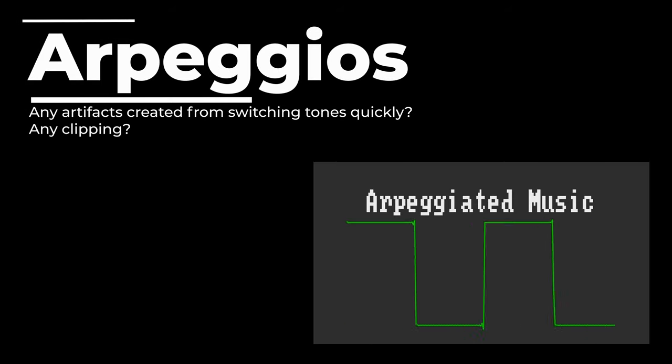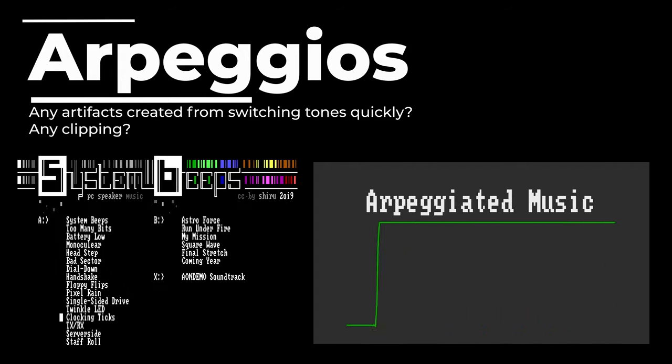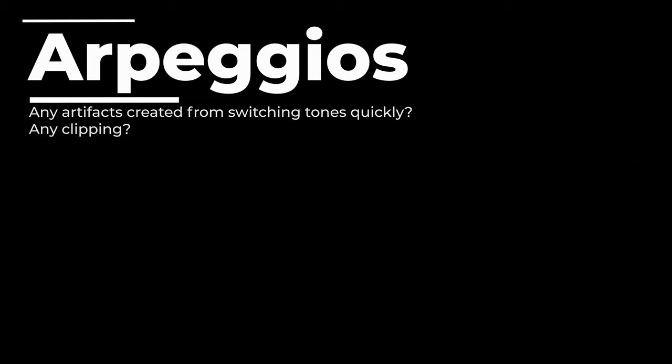Arpeggiated music. Polyphonic music was commonly simulated by switching between the notes of a chord very quickly, from 60 to 120 times per second. This technique is pushed to the limit in Shiru's System Beeps music disc from 2019, so I've chosen a small segment of music from that album.